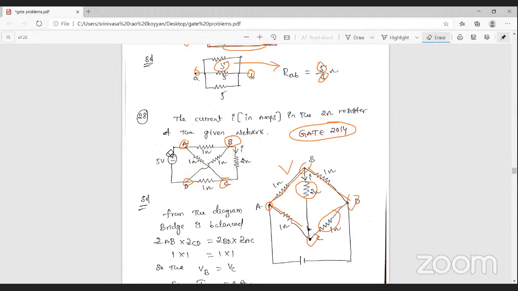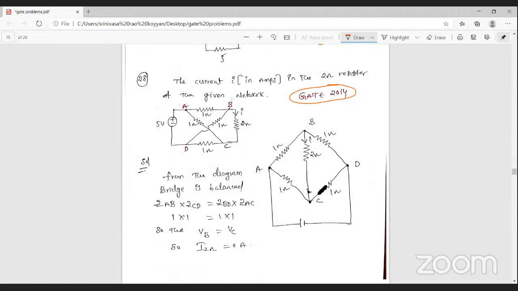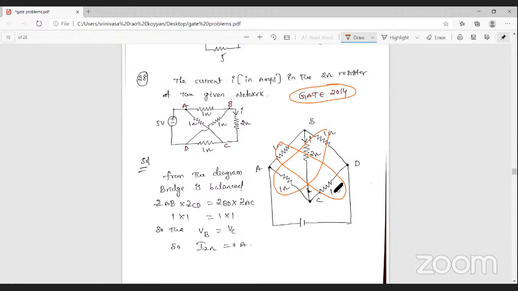Okay, so from this circuit you can observe that it is the same bridge circuit. The product of these 2 resistances is equal to the product of these 2 resistances, that is 1 into 1 is equal to 1 into 1. So that's why the bridge is balanced. In this balanced bridge, there is no current passing through the 2 ohm resistance. So the current in the 2 ohm resistance is 0 ampere.